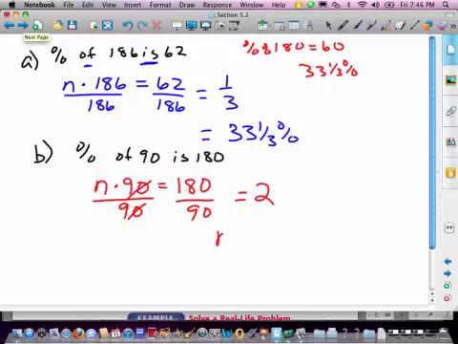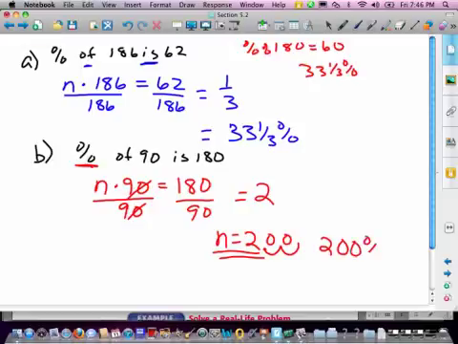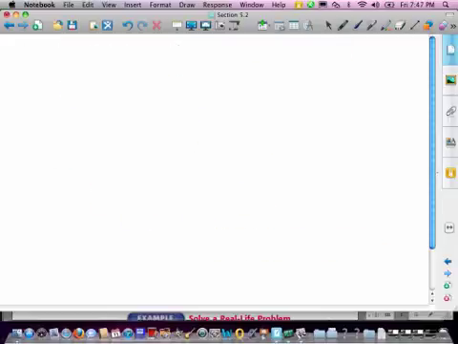Okay, so here we go. N equals 2. Now remember, this is not your answer. N is the decimal of the percent, so you still need to change this to a percent. Here's the decimal place. Because we're going to percents, we've got to move the decimal 2 places and add in those zeros. So this is 200% for that one.